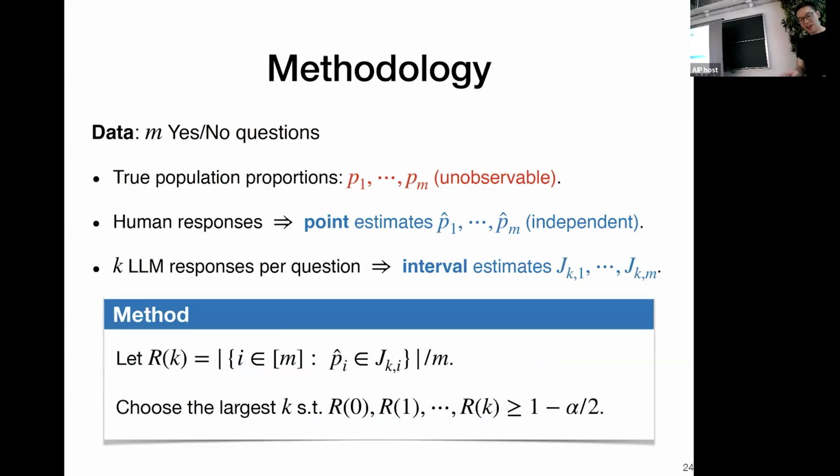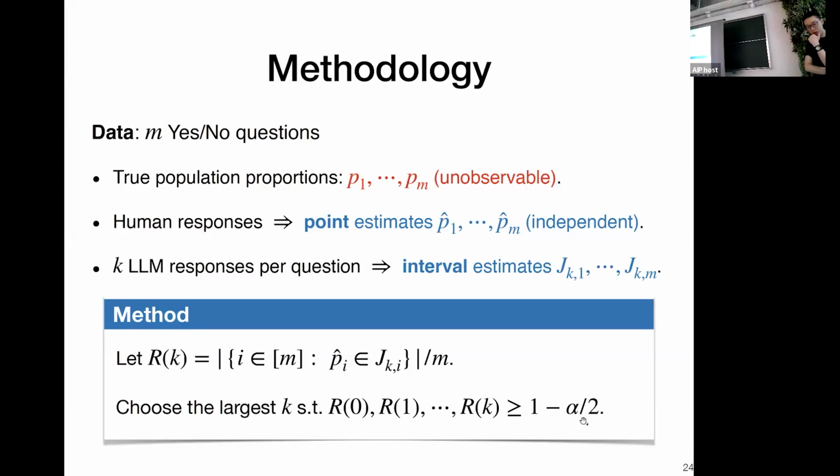So for every k, sample size k is the thing you want to select. For every k, you check among your historical questions how many point estimates are covered by your synthetic interval. So this is a fraction. And then you want to make sure this fraction is bigger than 1 minus, let's say, alpha over 2. So you choose the largest k so that all of these fraction numbers are above that.